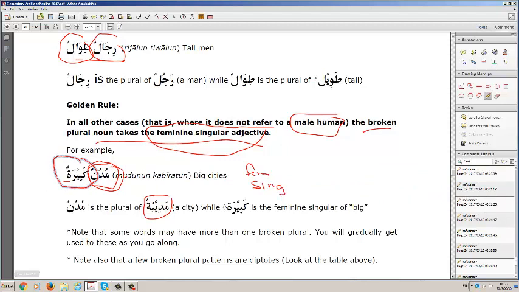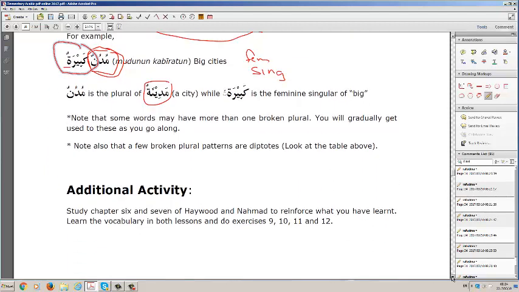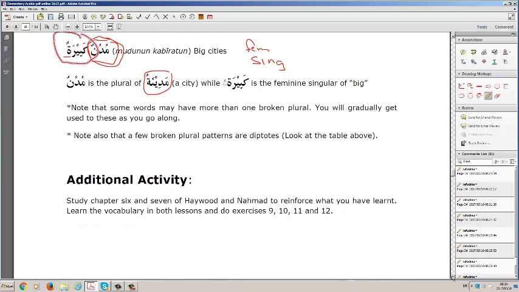So we have mudunun kabiratun, singular, not mudunun kibarun, or kabiratun. Those would be plurals. No, you don't say that. You say mudunun kabiratun. So this is quite interesting and something that you'll get used to along the way. And another thing you will get used to is that some words might have more than one broken plural, and with experience you'll get to know what those are.